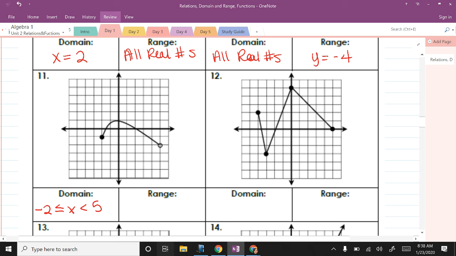Okay? Is everybody okay with the domain? Yes, from here to here, but this one's not included, so you don't put the or equal to. Does that make sense? Kind of like in the equations.